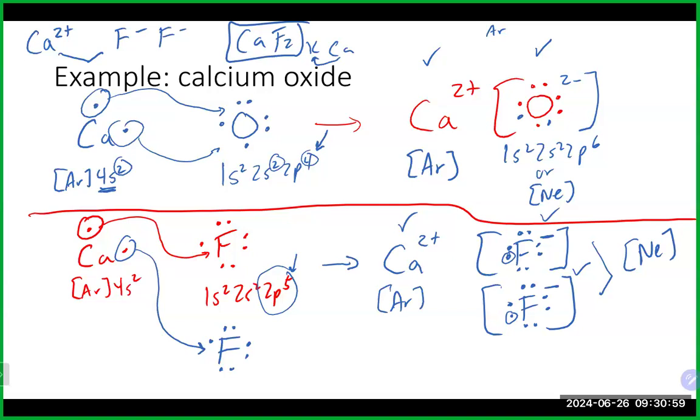Again, as you can see, if you did it with just one fluorine and you left it with calcium, you would end up with a positive charge because calcium would not hit that noble gas configuration.